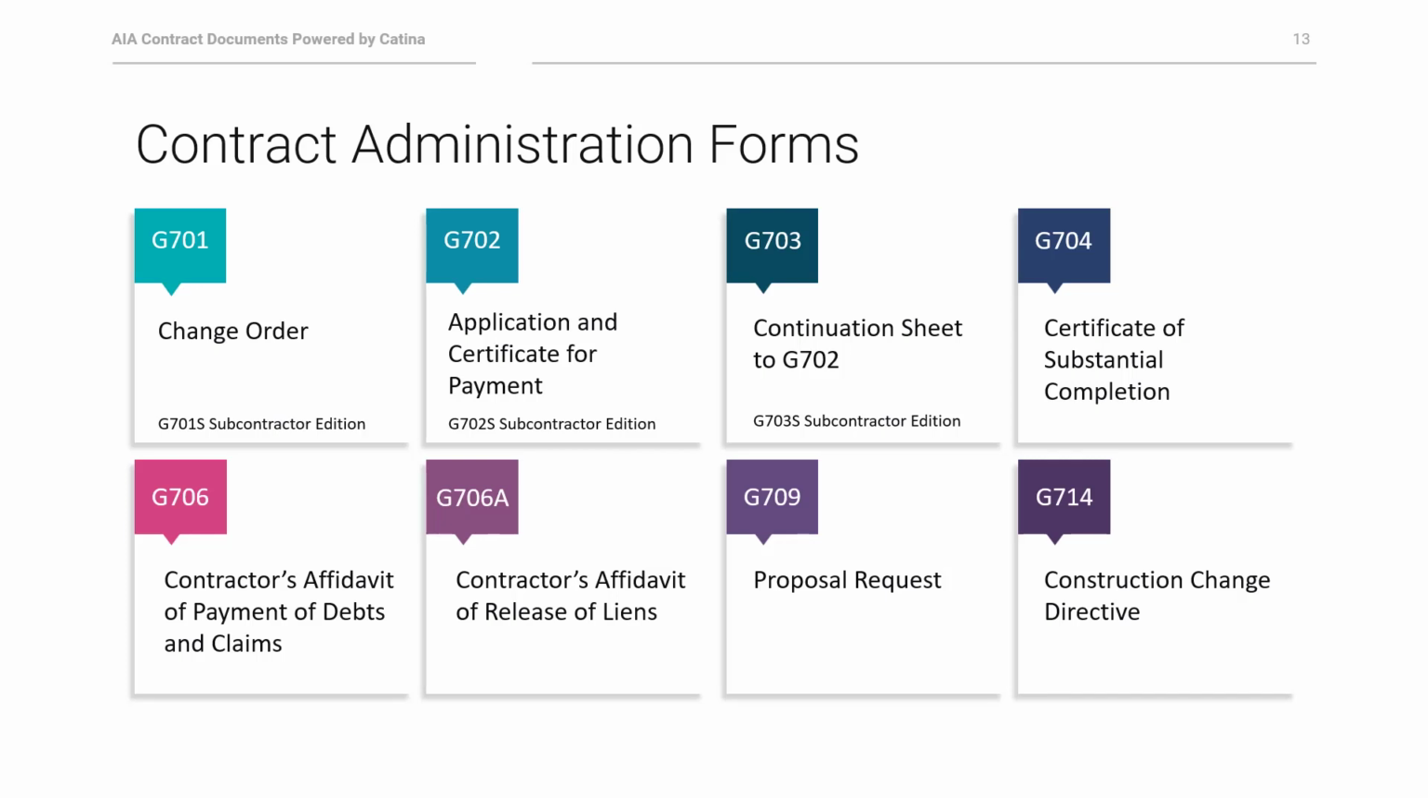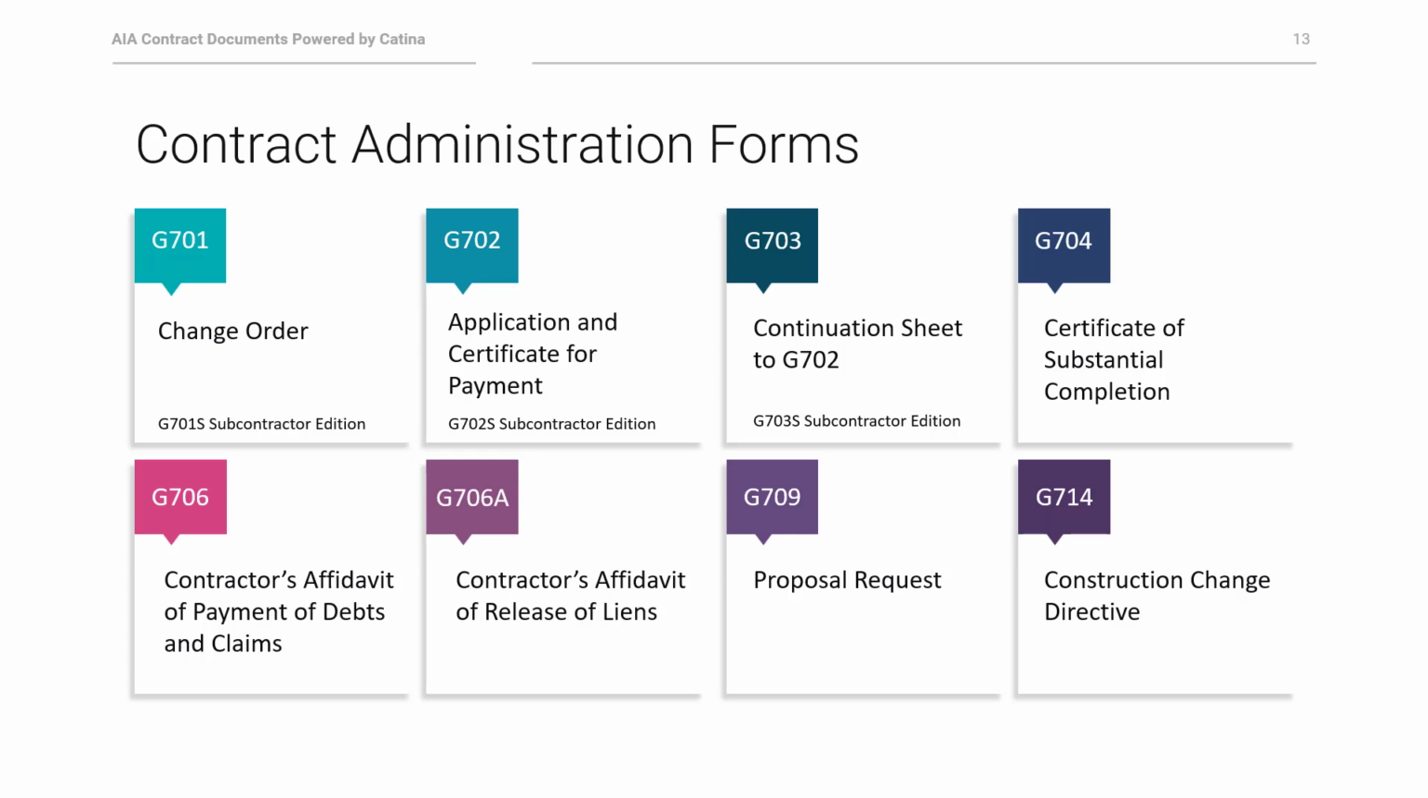As I mentioned earlier, we have over 240 total documents, and they're generally divided into agreements and forms. A form is a simple, usually 1 or 2 page document used to achieve some objective during the project. For example, a change order or payment application.